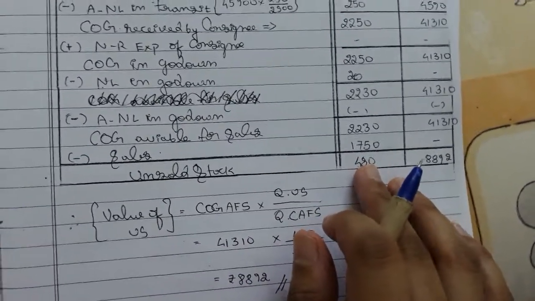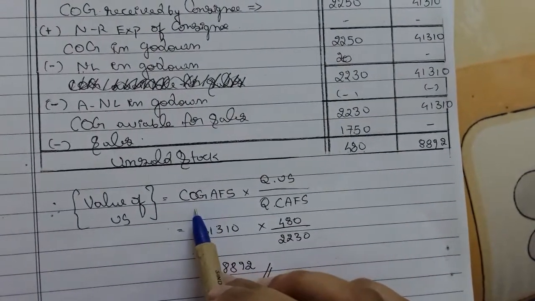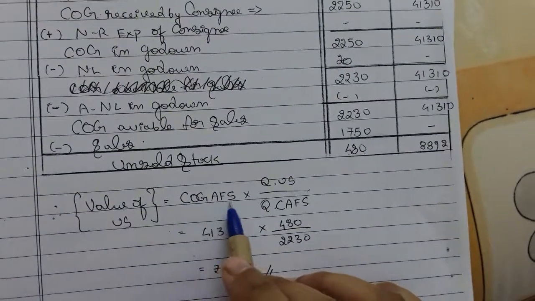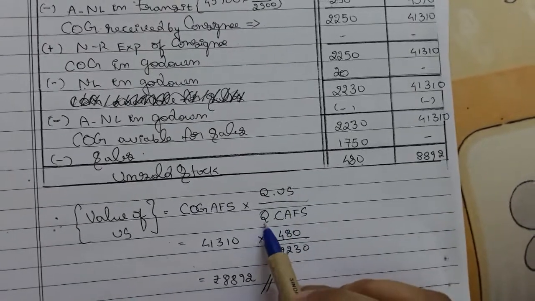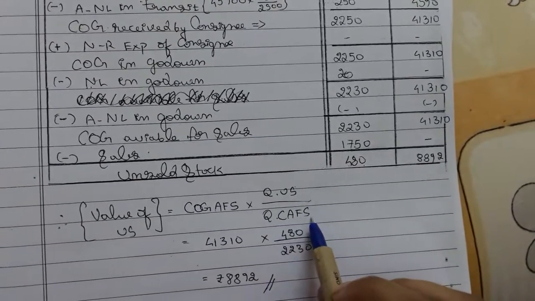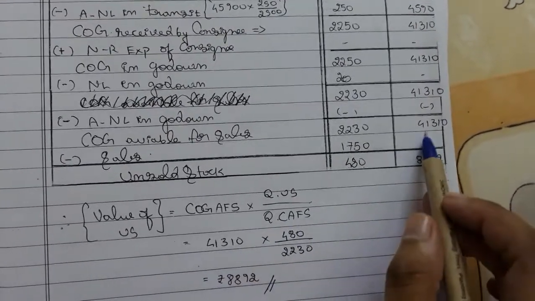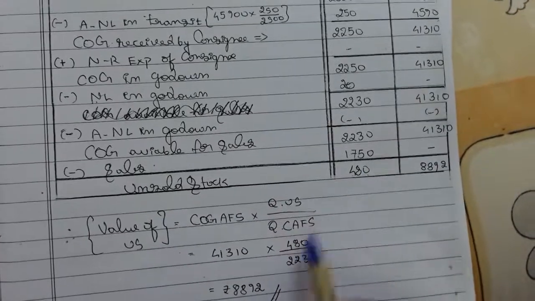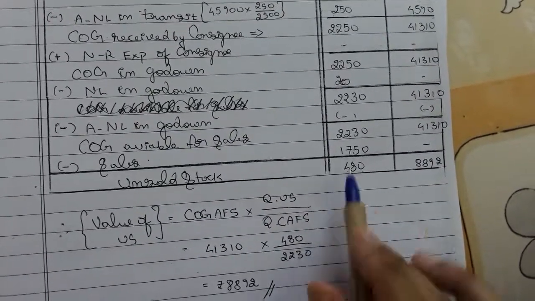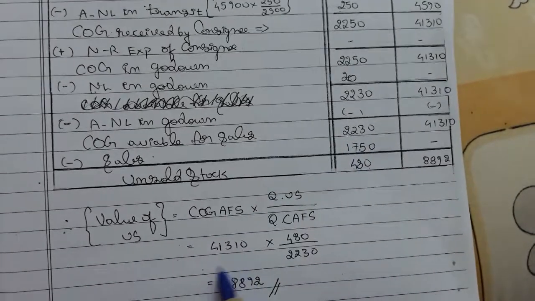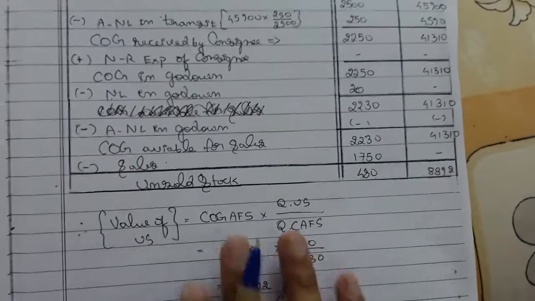Next, calculating the value of this unsold stock. So what is the value of this unsold stock? The formula for calculating value of unsold stock is cost of goods available for sale multiplied by quantity of goods unsold divided by quantity of goods available for sale. So the cost of goods available for sale is 41,310 multiplied by units unsold 480 divided by quantity of goods available for sale 2,230. The value of unsold goods is 8,892. Hope you have understood this.